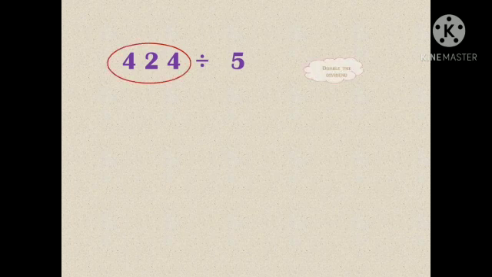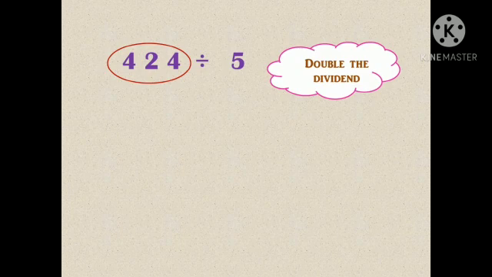The first step is we should double the dividend. Double means we should multiply the number by 2. So if you multiply it by 2, we will get 848. This is the first step.